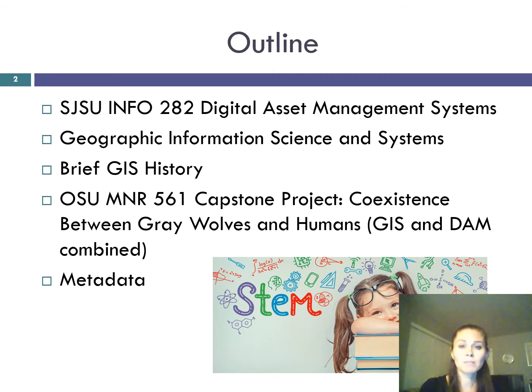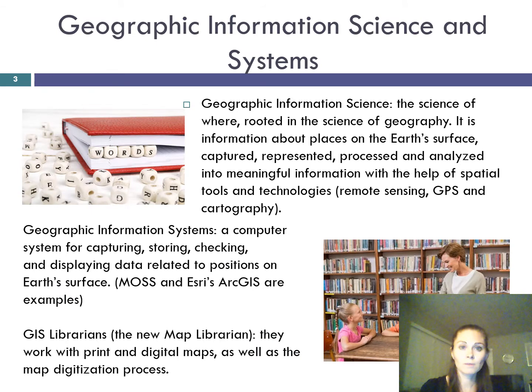The purpose of this presentation is to demonstrate how both the fields of librarianship and natural resources could be combined with the use of GIS technology. You will see how a digital map can sort images and video clips. As you know, geographic information science is the science of where, rooted in the science of geography. Geographic information systems are computerized systems for capturing, storing, checking, and displaying data related to the positions on the Earth's surface. A GIS librarian is a map librarian.